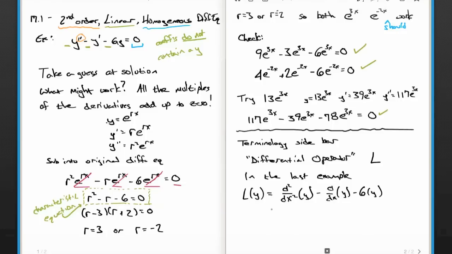All right, that's L. So then our equation becomes much easier to write. L of y equals 0. All right, so this particular differential operator, the characteristic equation of which is, of course, r squared minus r minus 6, right? All right, so let's look at some properties of a differential operator.